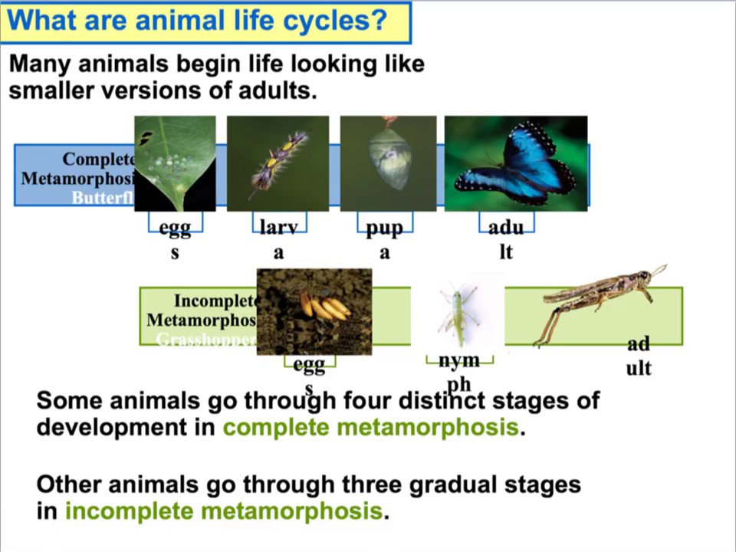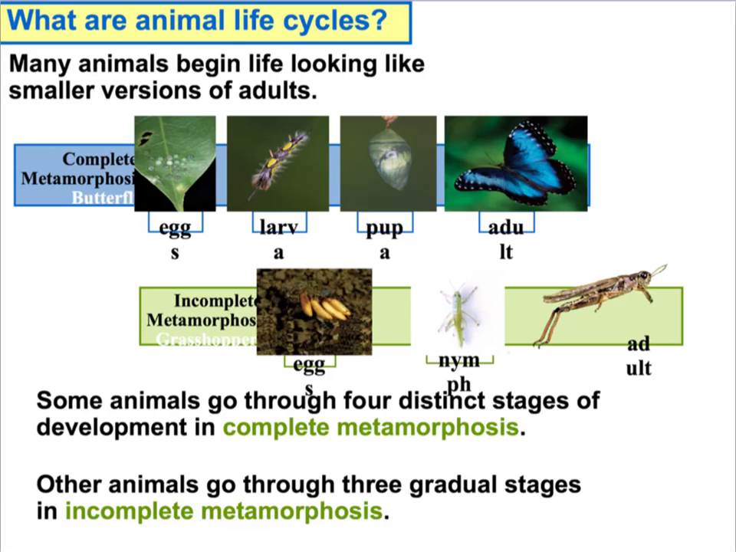Metamorphosis is a series of distinct growth stages that are different from each other. That means that they look one way when they're a child. They look a different way when they are an adult. There are two different types of metamorphosis. As you can see here on the screen, there's complete metamorphosis and incomplete metamorphosis. The difference between the two is that in complete metamorphosis you have 4 stages, and in incomplete metamorphosis you have 3 stages. They're all very distinct.